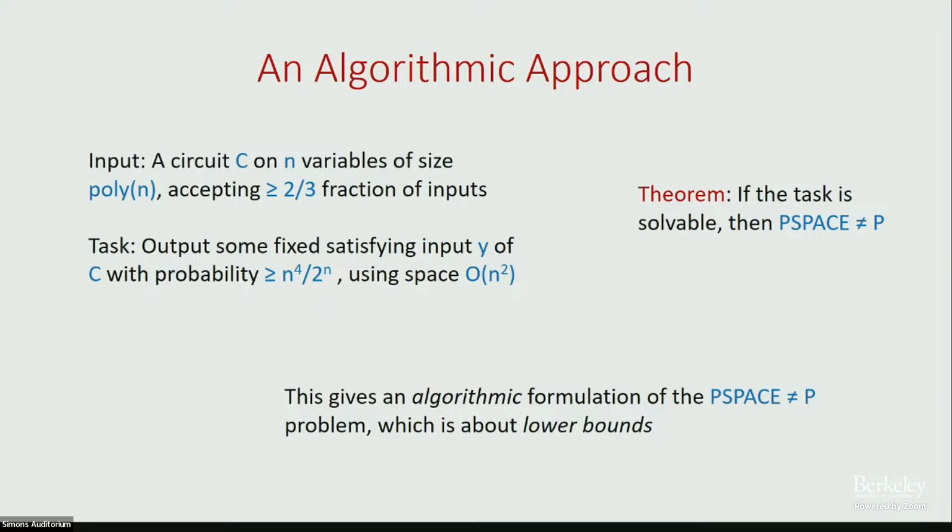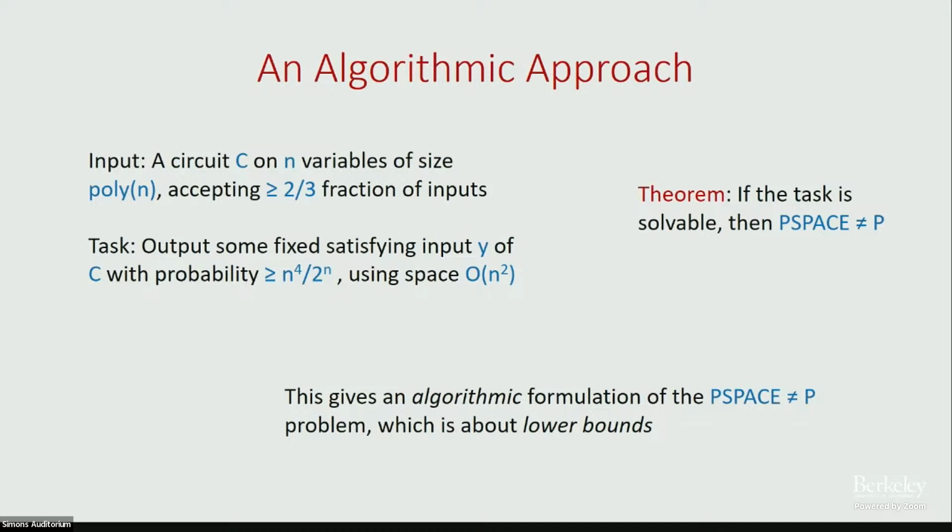So one trivial way of trying to do this is just to output a random assignment of length n, and that outputs any fixed assignment with probability only 1 over 2 to the n. So we need something better than that. But that does output some satisfying assignment with high probability as well. Another way you could try to approach it is using maybe pseudorandom generators.